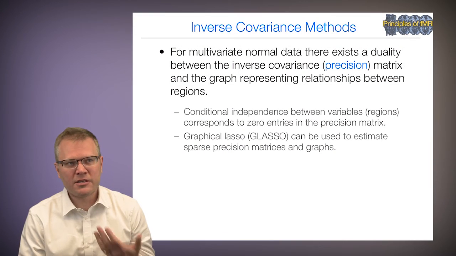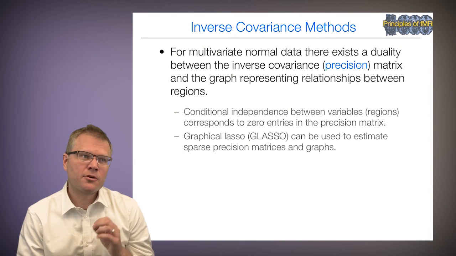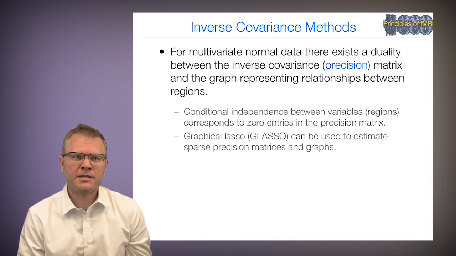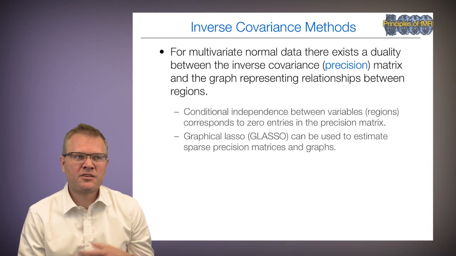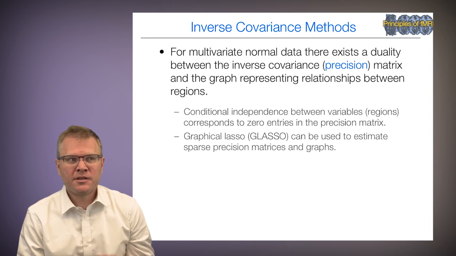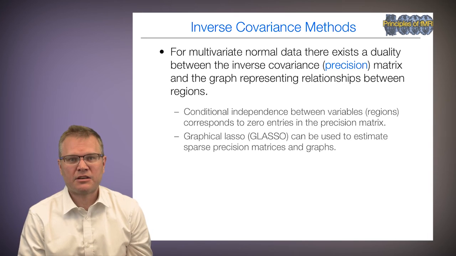So for multivariate normal data, there exists a very interesting duality between the inverse covariance matrix, or the precision matrix, and the graph representing the relationship between the regions. So here, conditional independence between variables or regions corresponds to 0 entries in the precision matrix. And we can use techniques such as the graphical lasso or GLASSO to estimate sparse precision matrices and graphs.